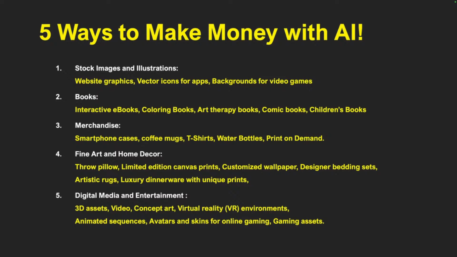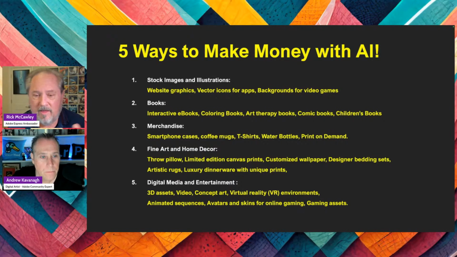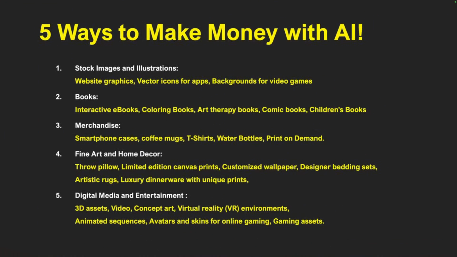Books of different kinds. I'm going to show you Blurb and interactive books. Coloring books are fantastic on Amazon. You can make a killing off of that. Comic books, children's books, etc. Merchandising. So put it on a coffee mug, a t-shirt, a water bottle. Print on demand services are what this is about. Fine art, home decor, a throw pillow, limited canvas prints. And then the last one is digital media. So 3D assets and environments and VR assets are starting to become a thing.